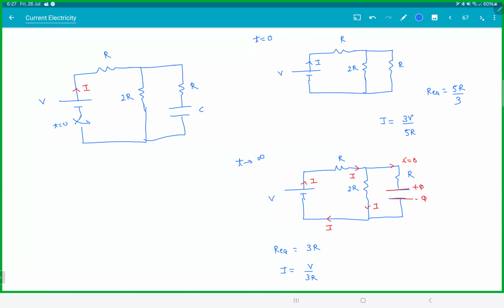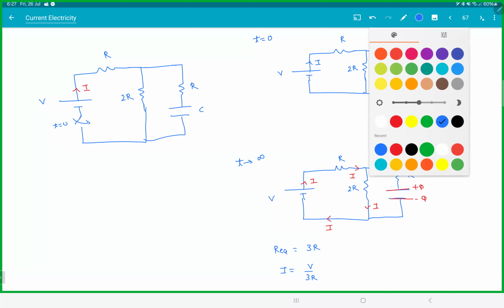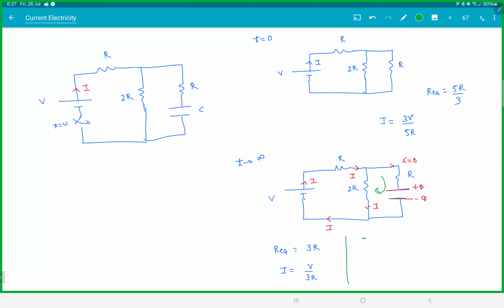To find the charge on that capacitor, I can apply Kirchhoff's loop law. I will apply the loop law in this loop. That would be minus I into small r minus Q by C plus I into 2R equal to 0. This term is anyway 0 because small I is 0. So Q is equal to V by 3R into 2R into C, which is 2CV by 3. That's how you find the charges, everyone.